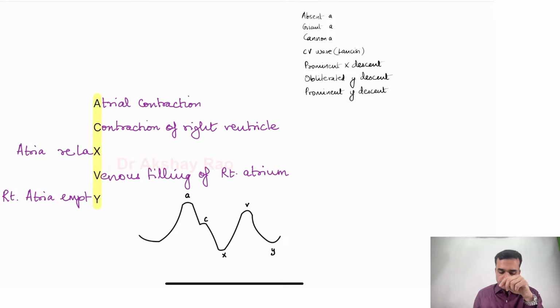So this was a PYQ where they asked, what does it coincide with? The C wave coincides with what? The answer would be isovolumetric contraction of the right ventricle. Okay, so the isovolumetric contraction of the right ventricle is what produces the C wave.